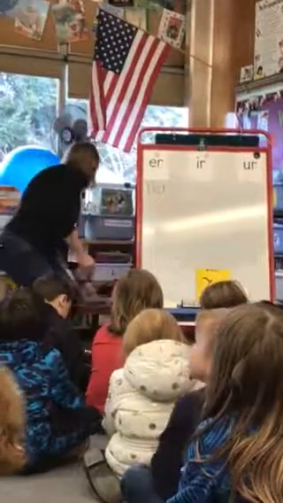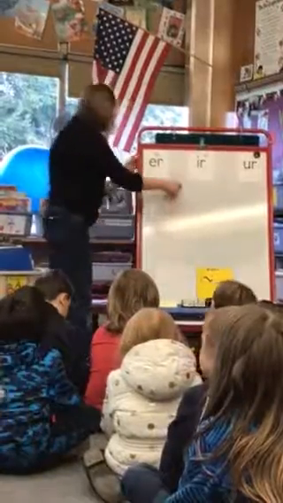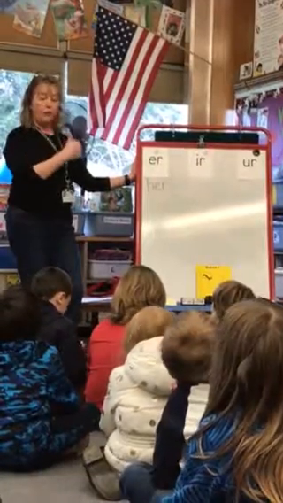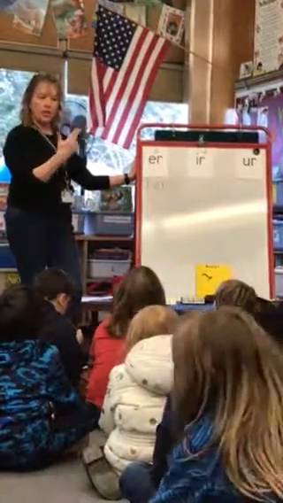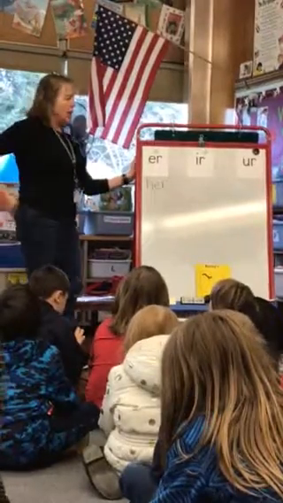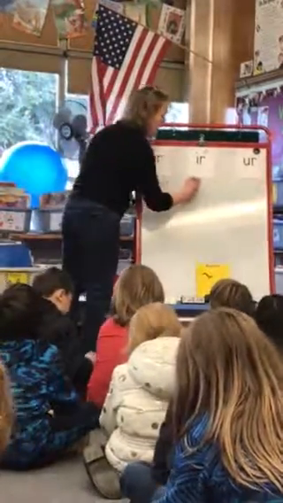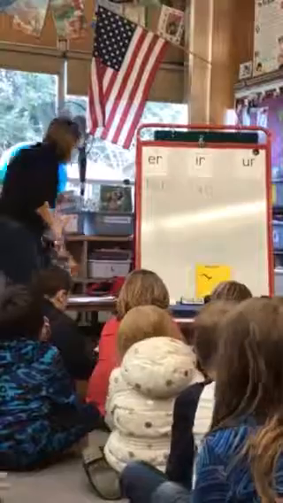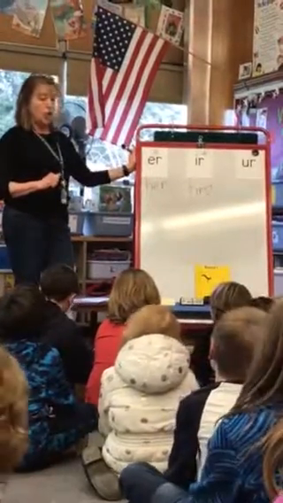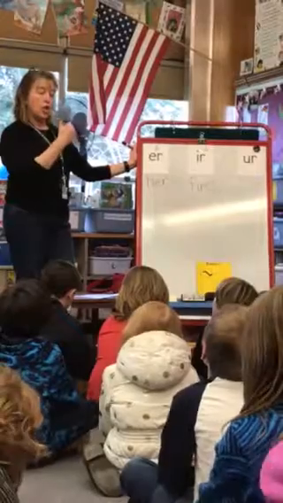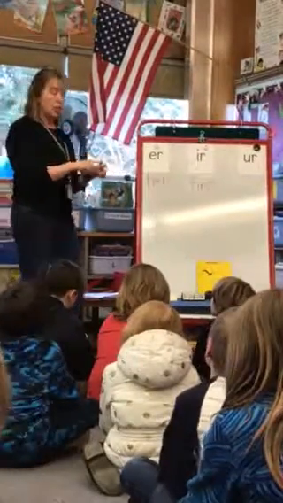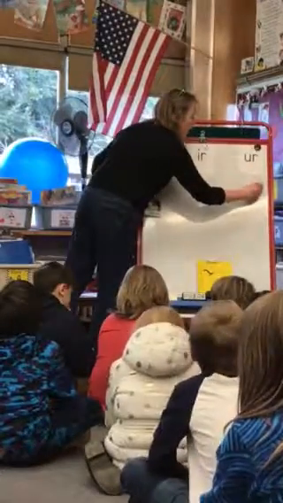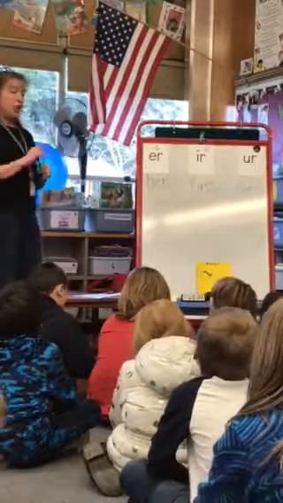Bossy R also makes an er sound here in the word first. Let's finger spell first. You ready? First. Hear that st at the end? First. First has the IR Bossy R sound. First. Alright. And Bossy R also is in the word turn. Let's finger spell that one. Turn, ur, turn, right here, ur, turn.